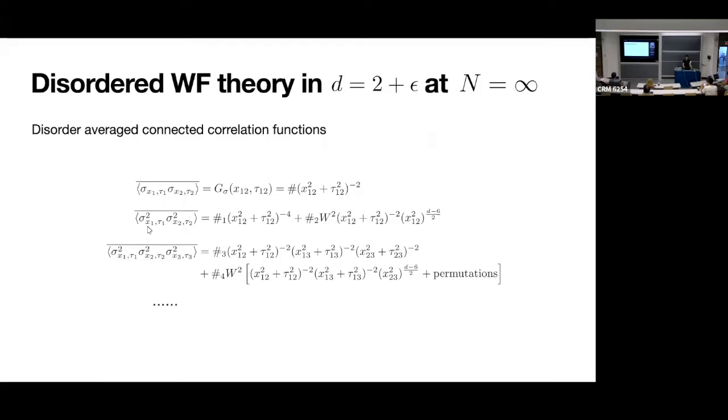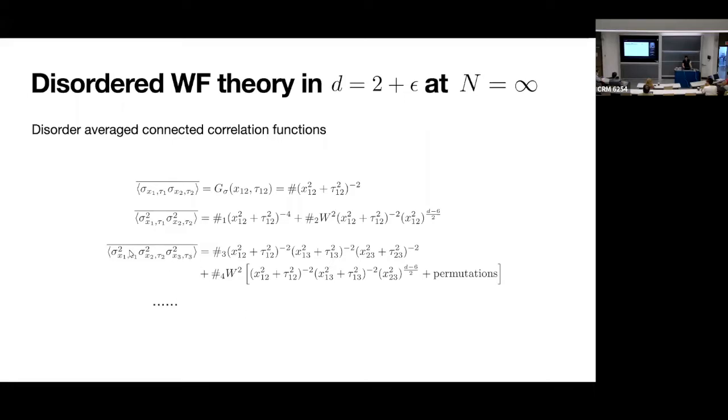But the composite operators of sigma are affected by the disorder. So they have quite different behavior, which leads to some non-trivial things later. For example, for sigma square, the correlation function has two terms. The first term is contributed by the clean system. The second term is obviously the disorder effect because it's proportional to W square.